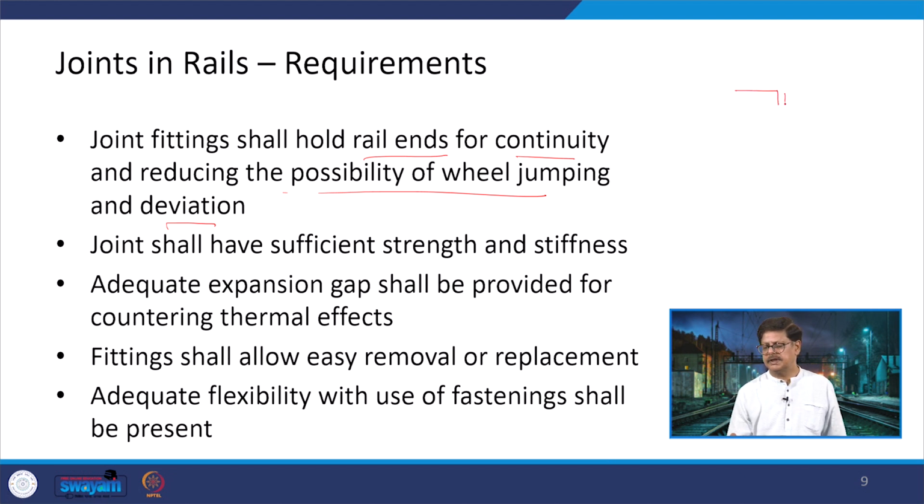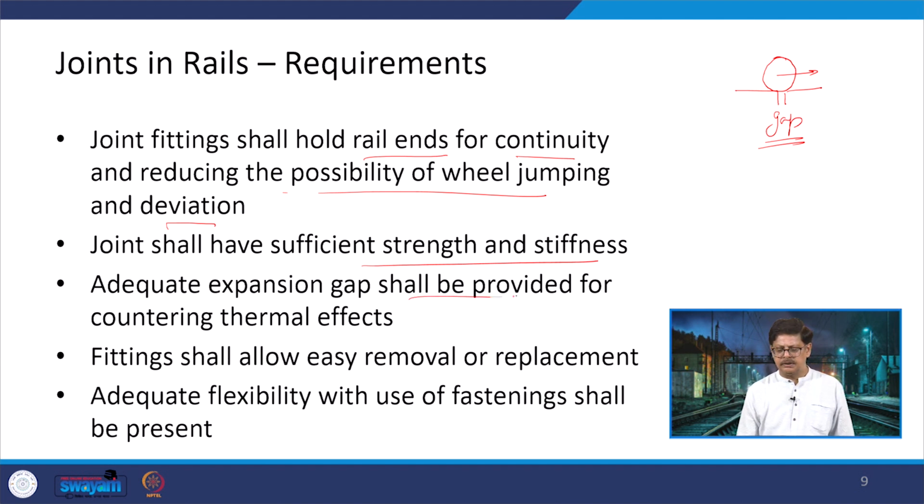That means the gap which is provided here has to be adjusted in such a manner that when the wheel comes on top of it, it does not bridge so easily that it gives an idea that now you are jumping on a joint. So, this type of jumping issue should not be there. The joints shall have sufficient strength and stiffness, and that strength and stiffness is provided either by welding of those rails at the joint or by providing fish plates with bolts. Adequate expansion gap shall be provided for the thermal effects.